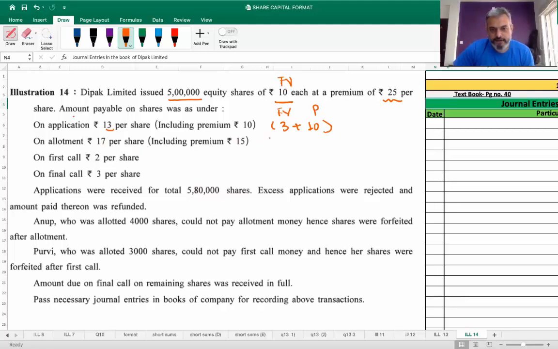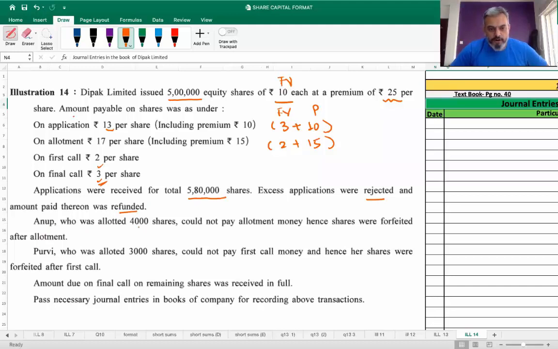Allotment 17 per share including premium of rupees 15. So 2 plus 15. So here 10 and 15, 25. And first call 2 per share and final call 3 per share. So total of 3 and 2, 5, 5 and 2, 7 and 3, 10. So face value is 10. Applications were received for 5,80,000 shares. Excess applications were rejected and amount paid thereon was refunded.